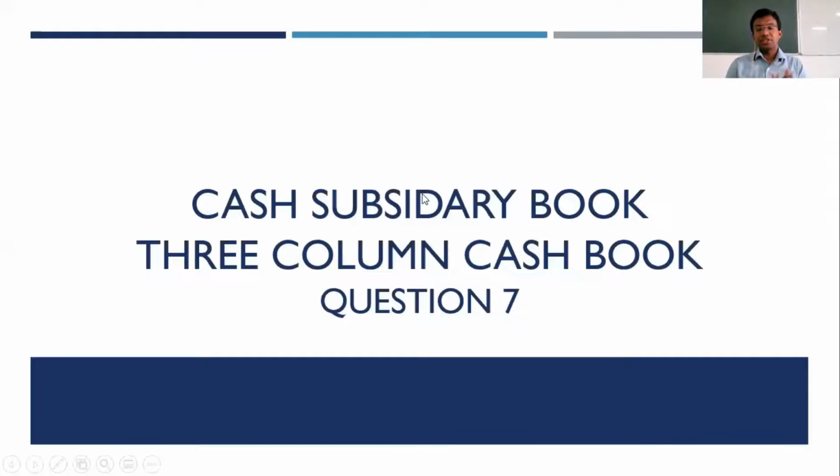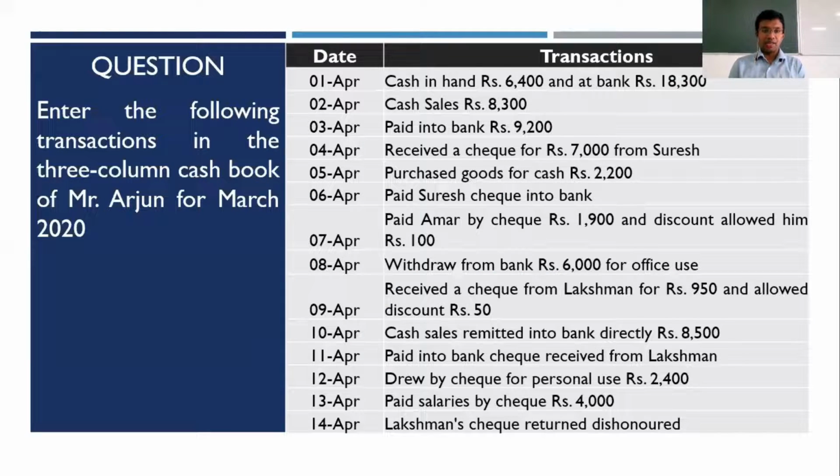So in today's session, we would be working out another numerical on three-column cash book. We've already learned the format of three-column cash book. We saw that it has basically three columns: discount, cash, and then bank. We've also learned how to treat cheque transactions in a three-column cash book. So in today's class, we would be working out another numerical, and let's look at the question together.